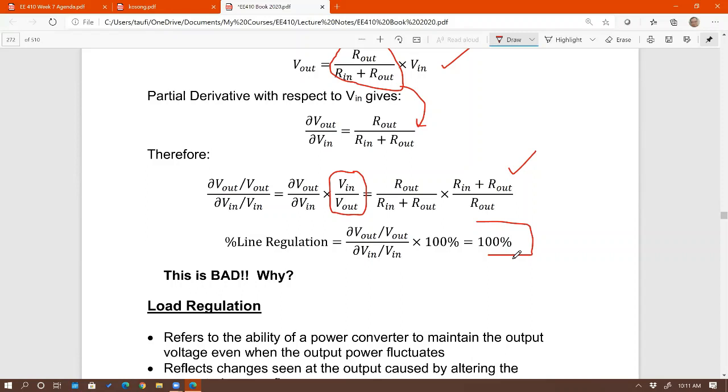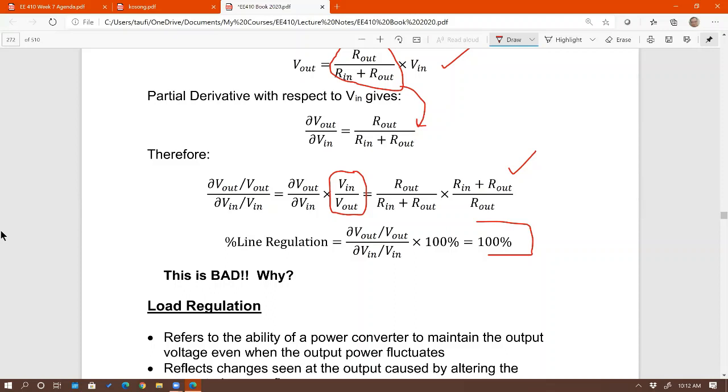Now tell me if this is good. The answer is there already. I already answered that question that this is bad for DC to DC converter. Why is that? Anybody? It means that the output's going to change a lot. Yeah, exactly. So 100% means this.